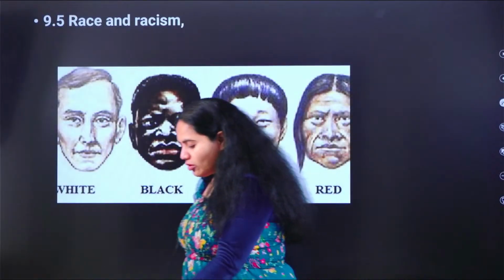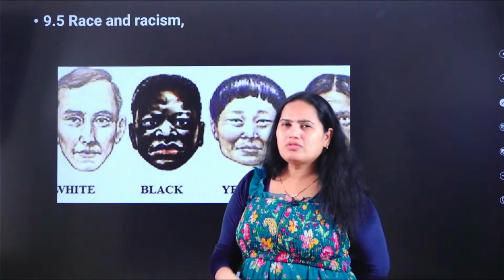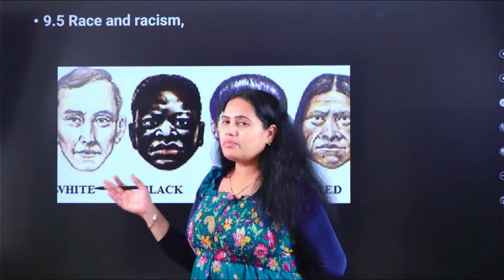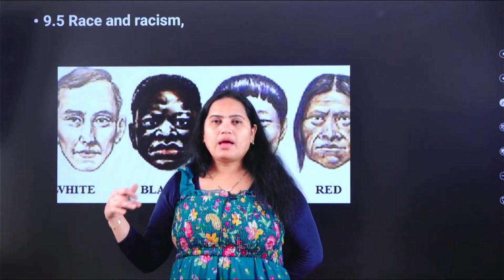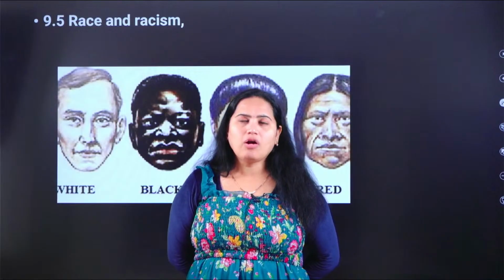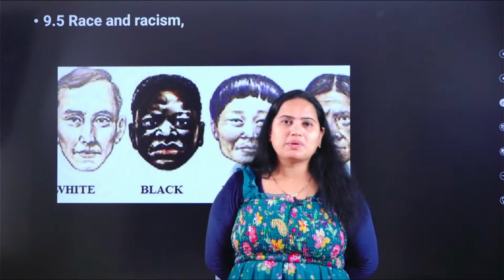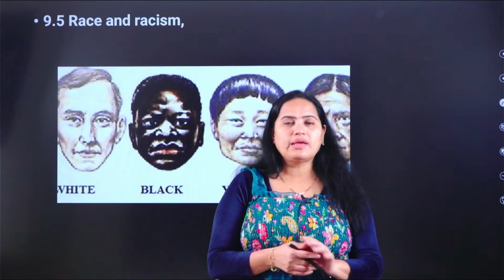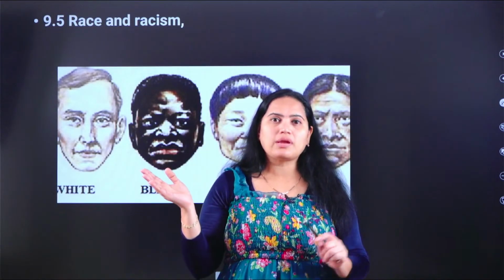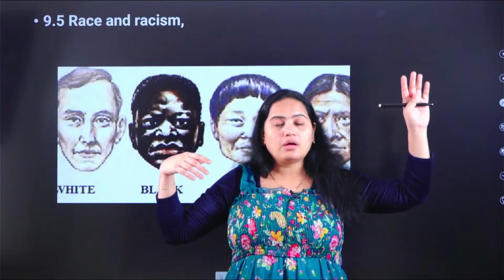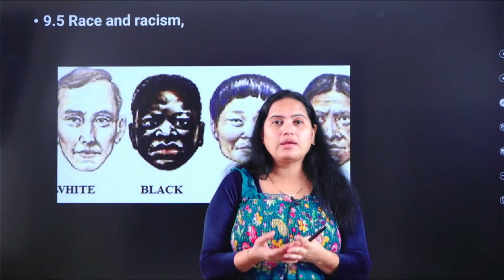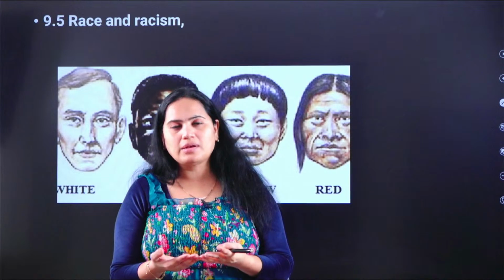And 9.5 talks about race and racism. There is no concept called race and racism right now. This is an outdated chapter, an outdated topic I mean to say, but yet there is a lot of variation present. Even though human beings are inhabiting throughout the world, starting from North America to Australia, even Antarctica, as such human beings can't exist there.